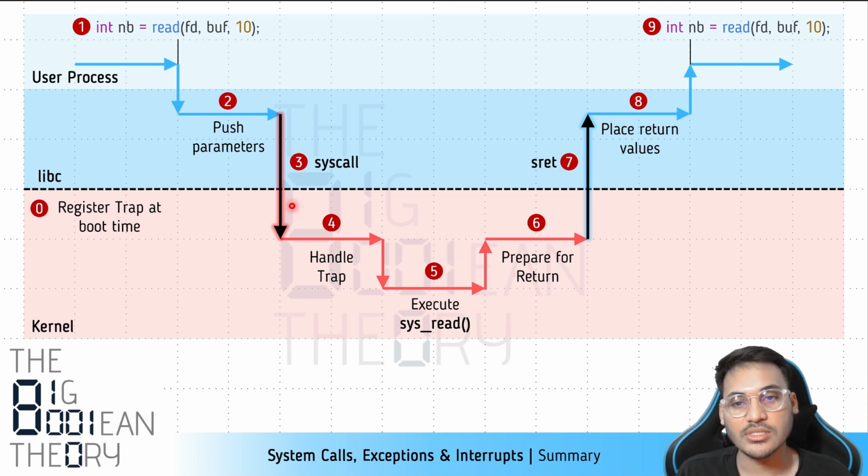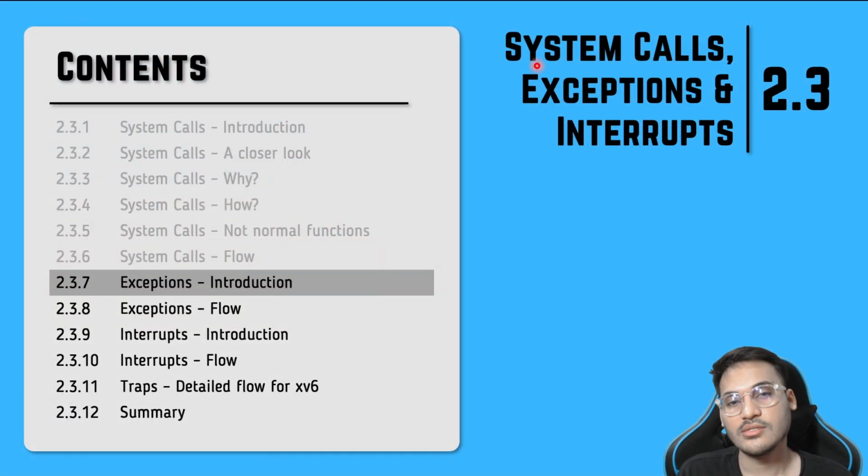There is a trap instruction, which then transfers the control to the operating system. The operating system then handles the trap. It executes the system call routine. And finally, once the requested operation has been performed, the control is returned back to the user process along with the results of the system call. So we discussed the complete flow step by step in that video, right? So this was about the system calls.